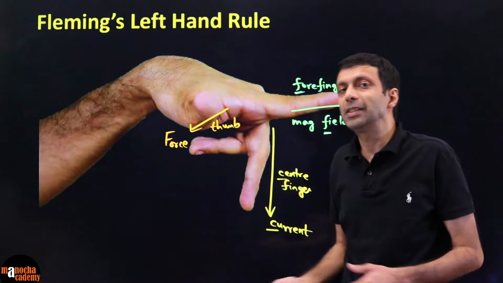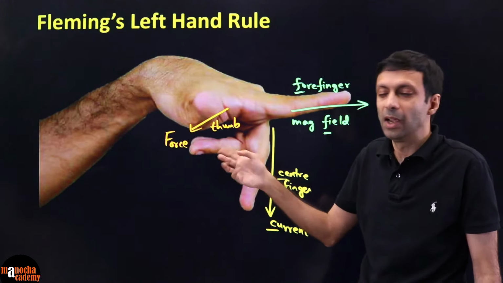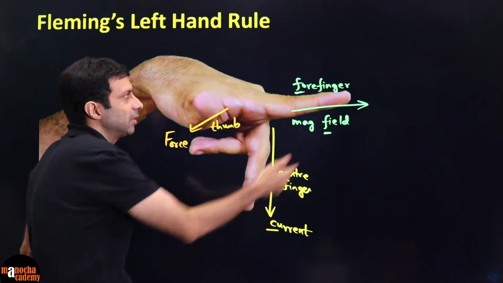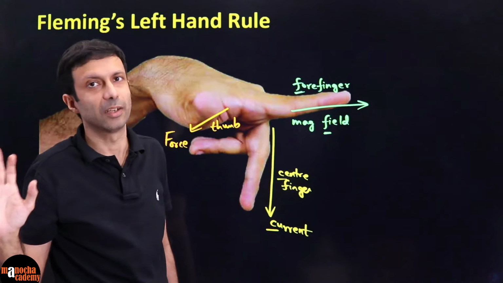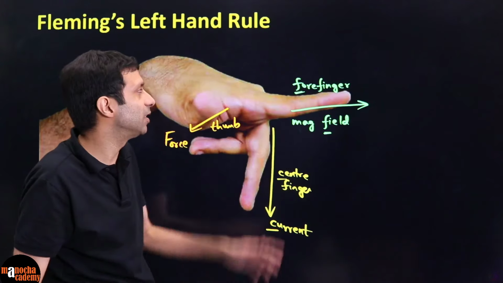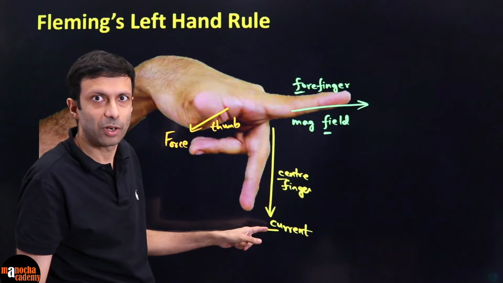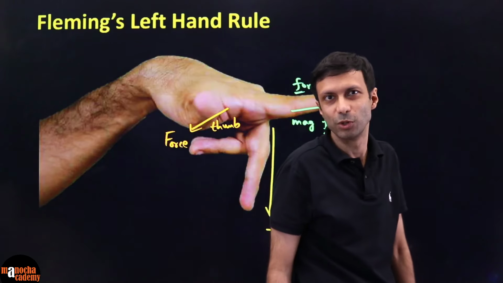So the whole job of Fleming's left hand rule is not to tell us the value of the force, but the direction of the force. And it's not only about force. Sometimes the question may give you force is this, current is this, find the direction of field. So if any two things are known, you can find the third unknown. But it's all about direction. And please remember this simple trick: F for forefinger, F for field, C for center finger, C for current, thumb is the powerful one, thumb is for force.